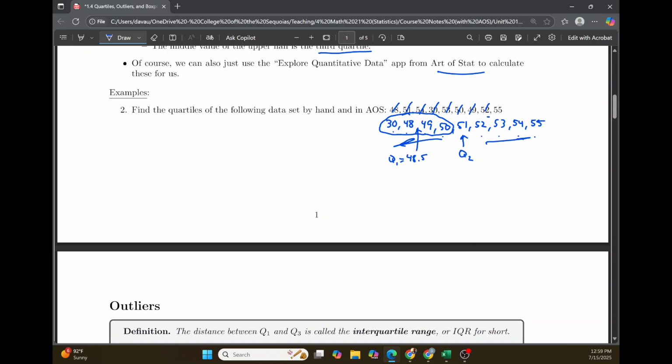Similarly, on the upper half, I've got these 4 values. Since there is an even number of values, there is no value that's right in the middle. So I'm just going to take the one that comes right in between 53 and 54, and that's going to be Q3. So 53.5 is Q3.